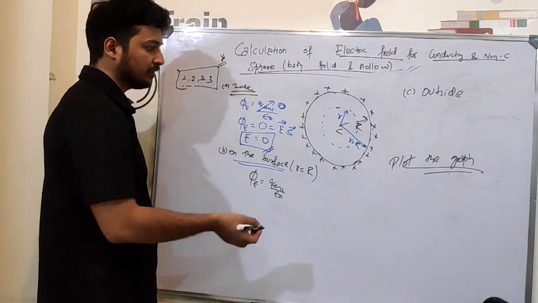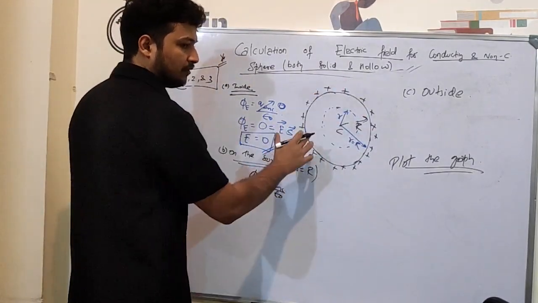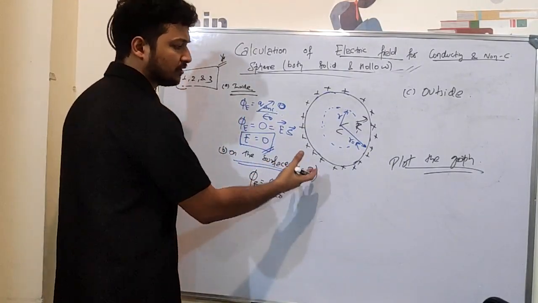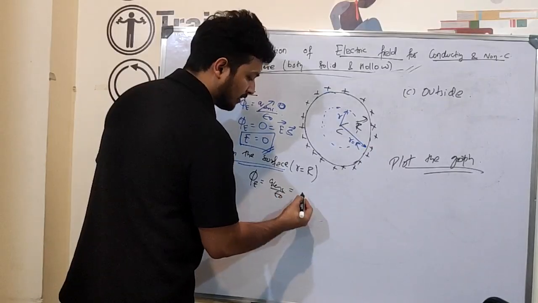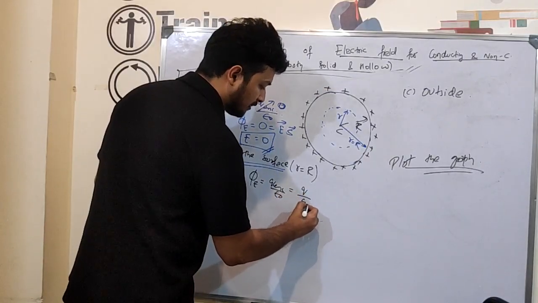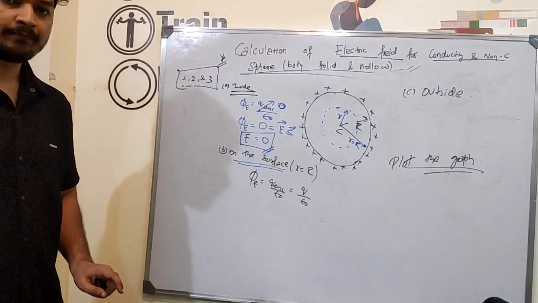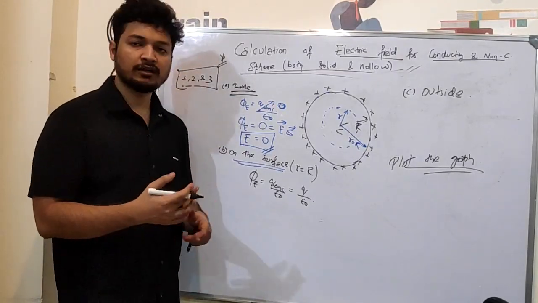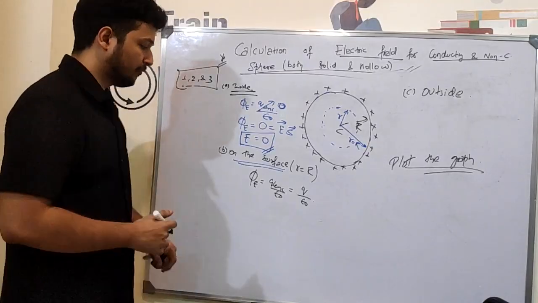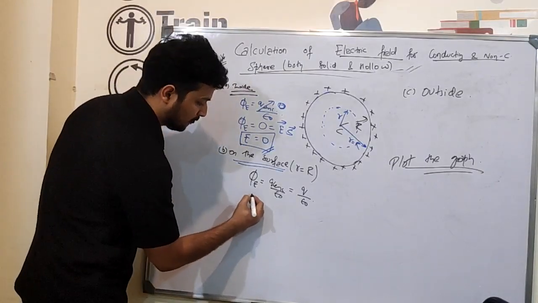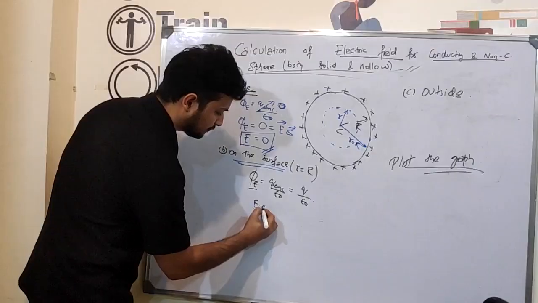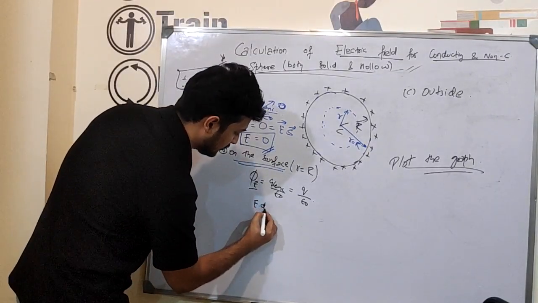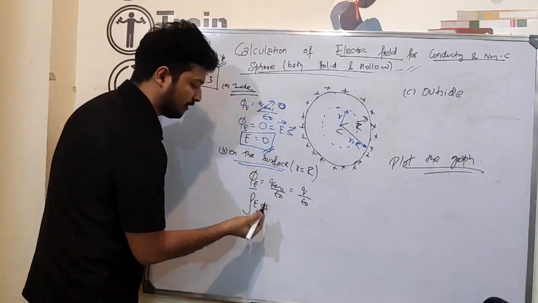Since we are taking the Gaussian surface radius equal to the sphere's radius, the charge enclosed will simply be Q divided by epsilon naught. Now if the charge enclosed is Q, how are we going to calculate the value of the electric field? We know that the electric flux will be equal to the integral of E dot ds.